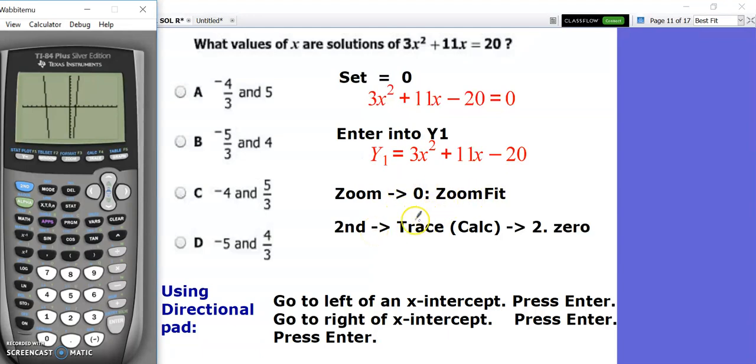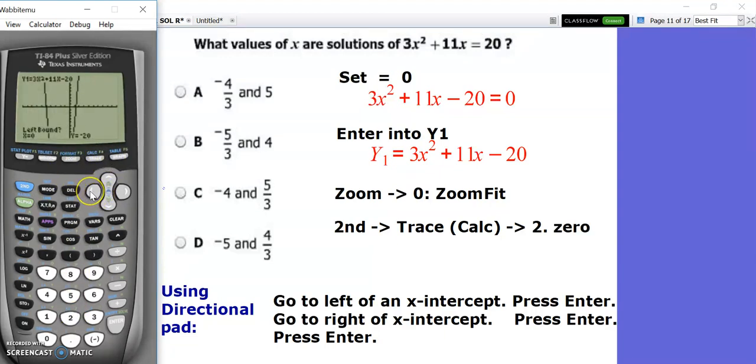And then we're going to go to second, trace, which is, we're going to hit second until you have that little arrow up here. Trace, so that accesses the calculate feature of the calculator. Obviously, we're going to want the second one, which says find the zero. I accidentally clicked the wrong one, so second calculate, and we're taking the second one.